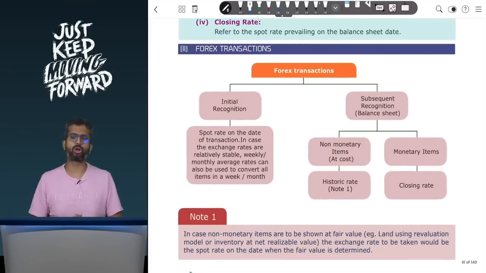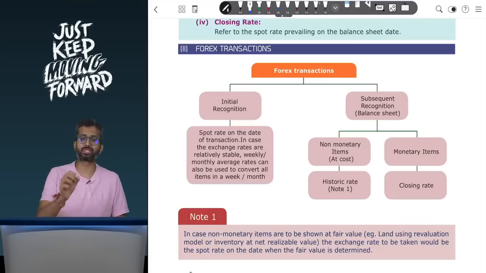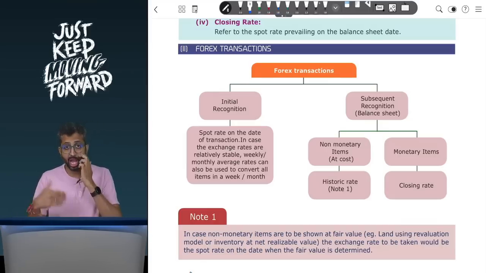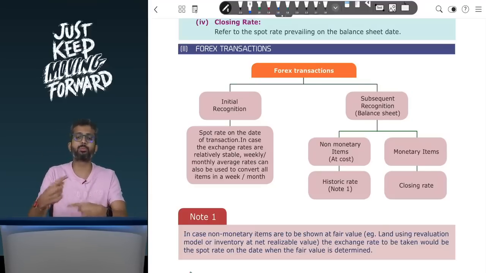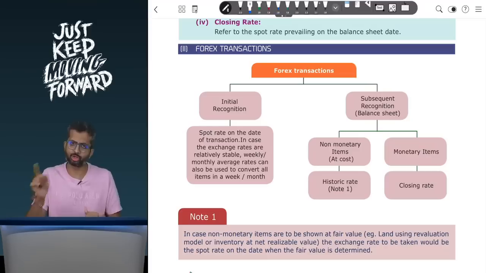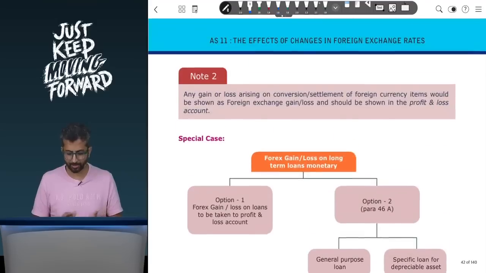So how do you record a foreign exchange transaction? At initial recognition, you will record it based on the spot rate which is existing as on the date of the transaction. However, at each balance sheet date, if it is a monetary item, you will restate it to the closing rate. If it is a non-monetary item, you will generally keep it at the historical rate, unless the non-monetary item has to be remeasured. If the non-monetary item has to be remeasured, you will take the rate on the date of the remeasurement. So this is the general principle in case of foreign exchange.